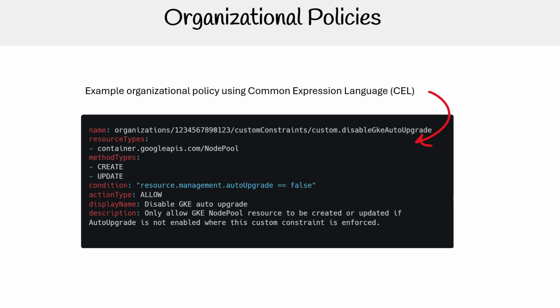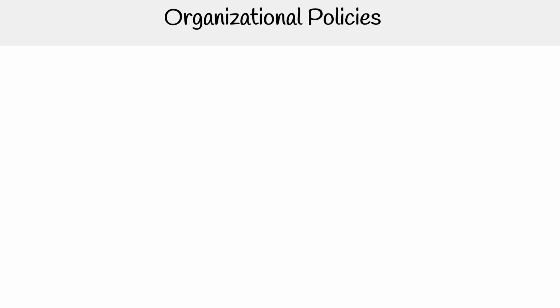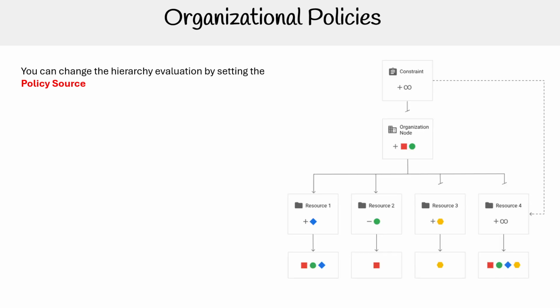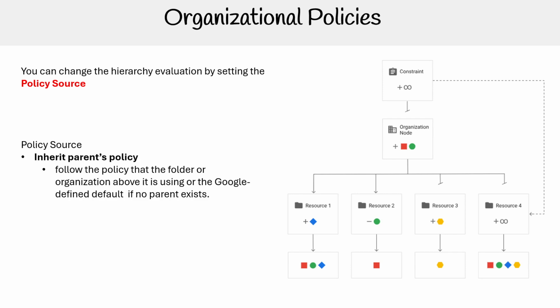You will see CEL appear in other places, so it's not just in org policies, but we will be touching CEL throughout this course. Let's talk about how you change the hierarchy evaluation by setting the policy source. So here's a diagram, and they kind of try to explain in the docs based on different colors. But really, changing the hierarchy evaluation is called policy source. They don't mention this in the docs, but it's definitely there in the UI, and it's clearly tied to this specific thing. But there are three options we can choose.